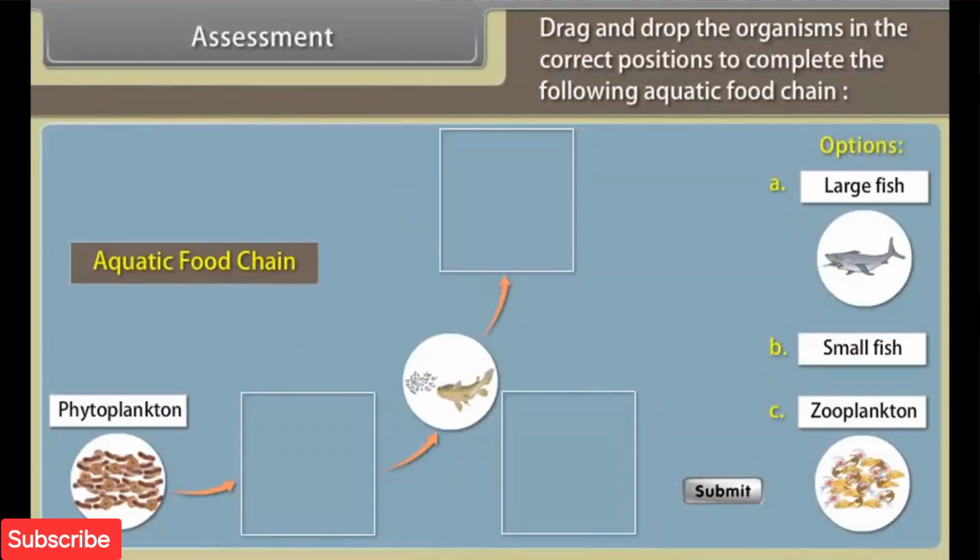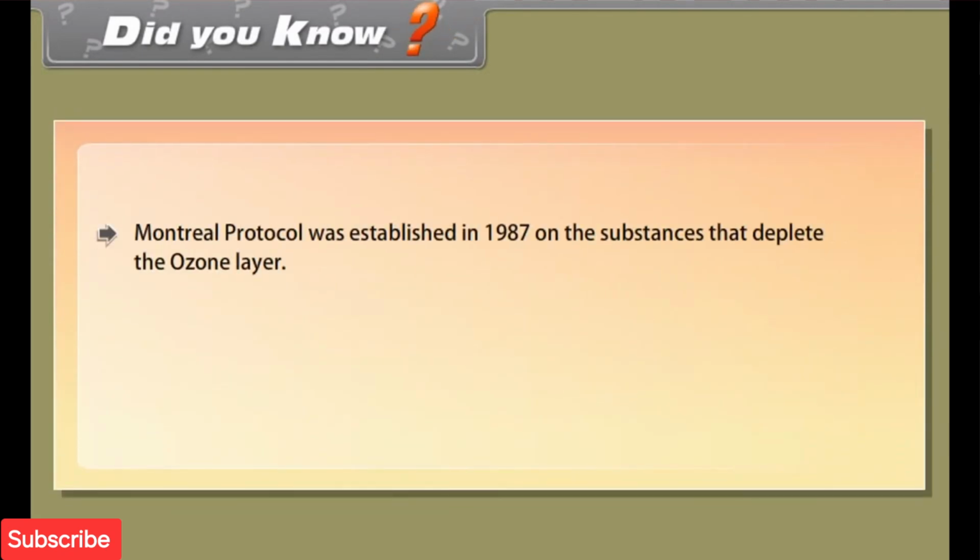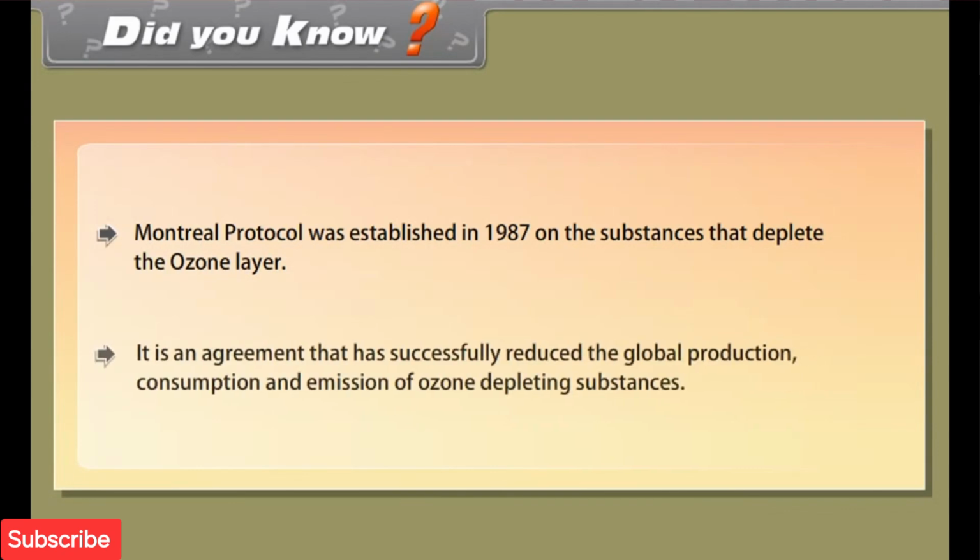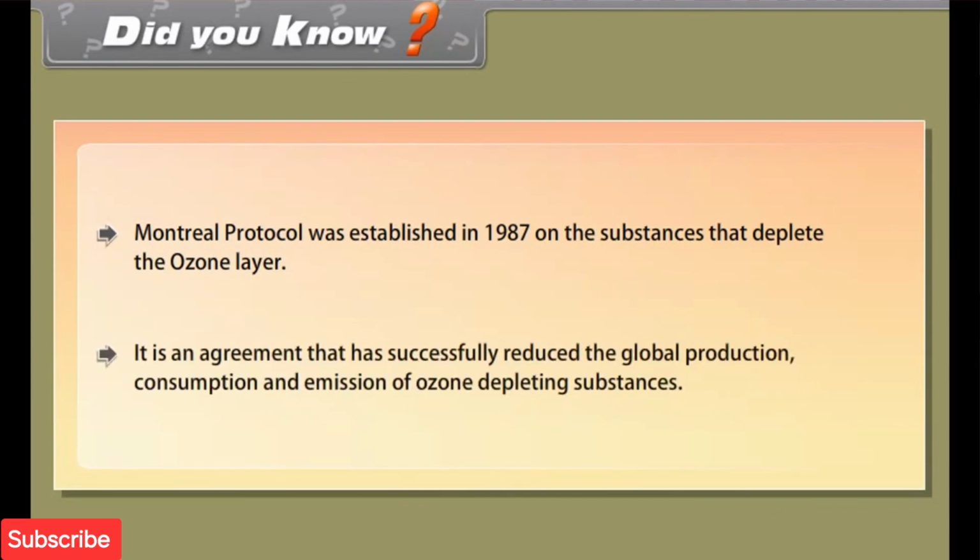Assessment. Time for an activity now. Drag and drop the organisms in the correct positions to complete the following aquatic food chain. Did you know? Montreal Protocol was established in 1987 on the substances that deplete the ozone layer. It is an agreement that has successfully reduced the global production, consumption, and emission of ozone-depleting substances.